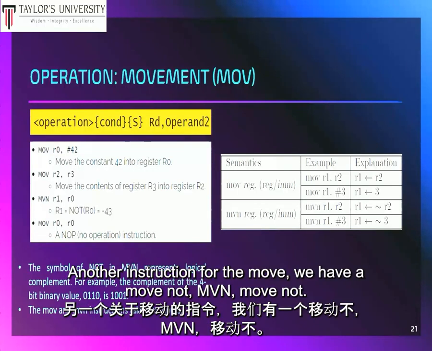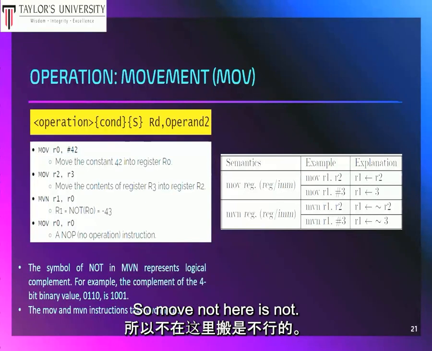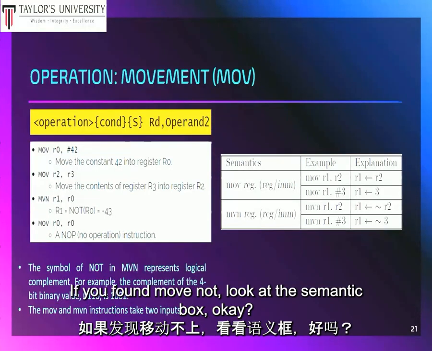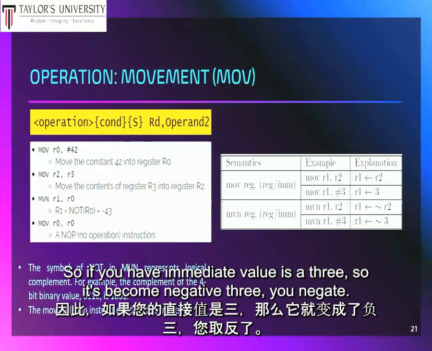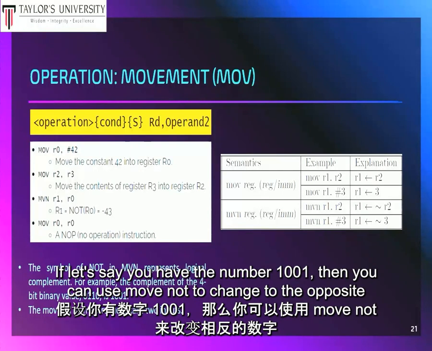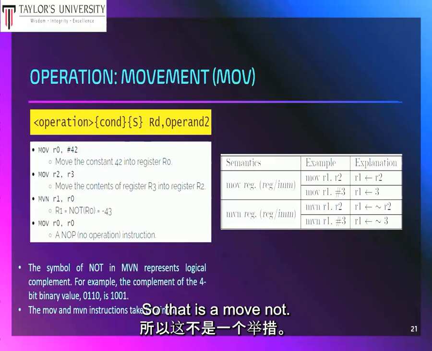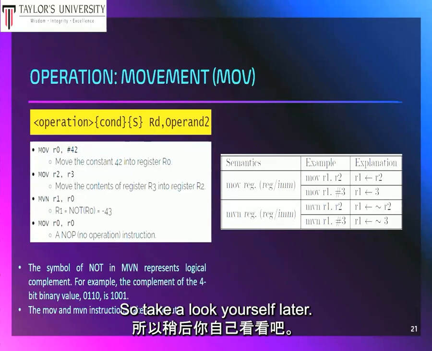Another instruction for move is move not, MVN. Move not means negate. We learned about negate in the first complement, right? So same goes. If you find move not, look at the semantic box. If you have an immediate value of 3, it becomes negative 3. If you have the number 1001, you can use move not to change it to the opposite value, so it becomes 0110. So that is move not. Take a look yourself later.